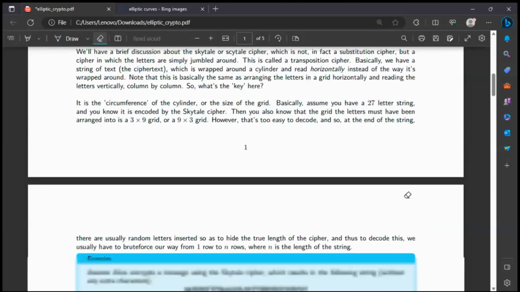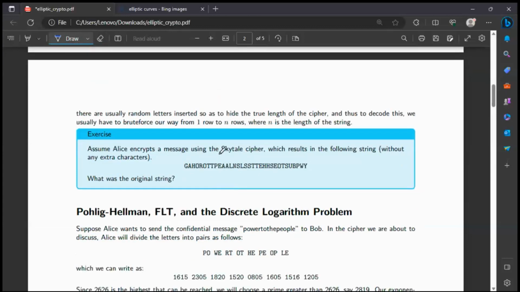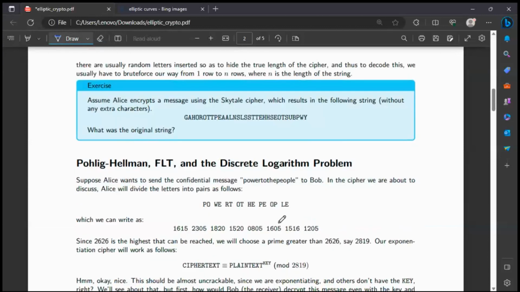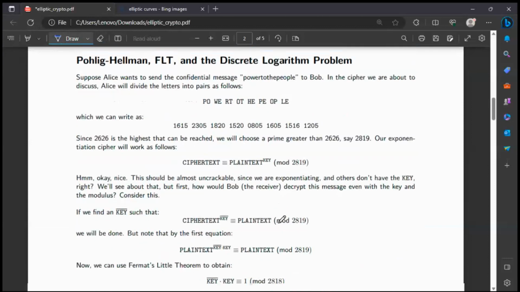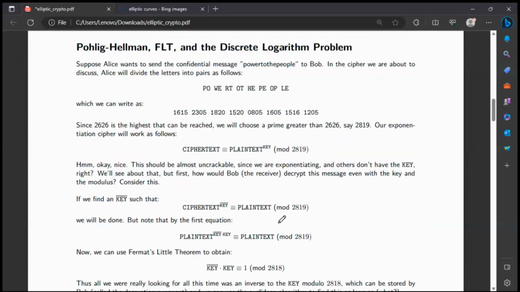We have an exercise, a problem over here, which we'll come back to at the end. Alice is encoding a message in the Skytale cipher. We do not know the key, and this is the encrypted text, and we have to decode what it is. Now we'll move on to some interesting ciphers and some interesting mathematics.